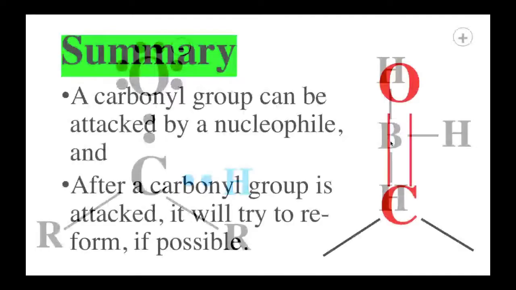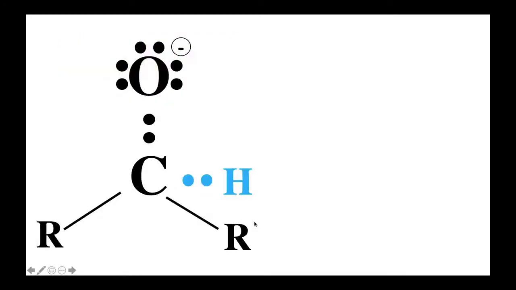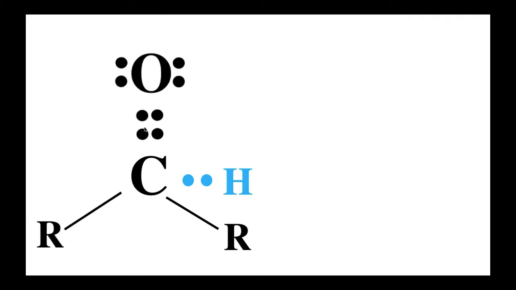So now our borane is irrelevant. But now recall, students, I mentioned that after a carbonyl group is attacked, it will reform if possible. So this is a very unstable structure. What's going to want to occur is that these electrons are going to want to move back into the oxygen-carbon region, and they're going to want to form another carbonyl group like this.